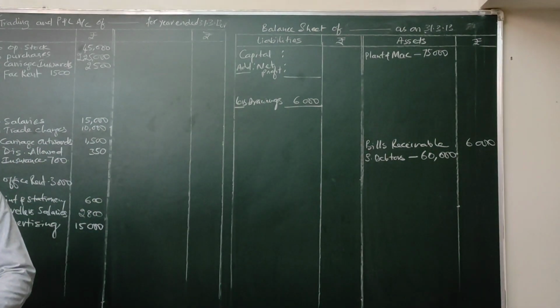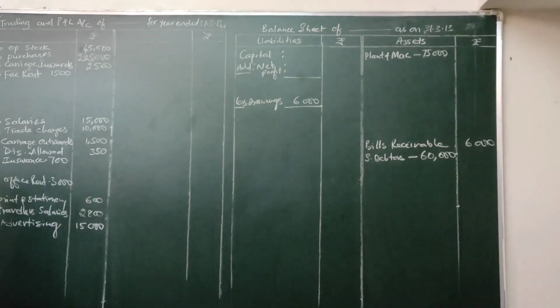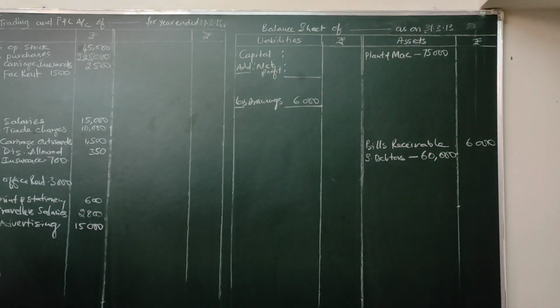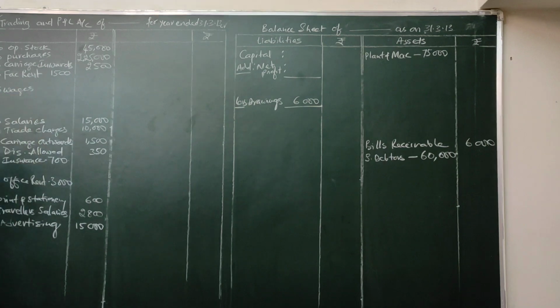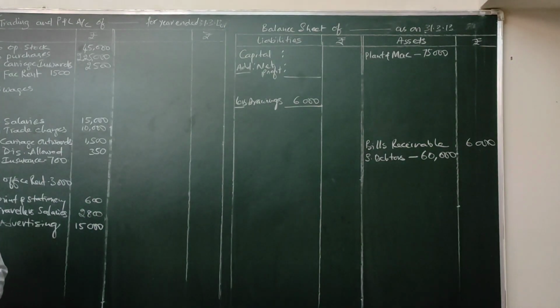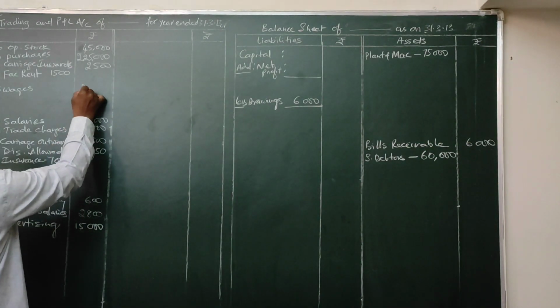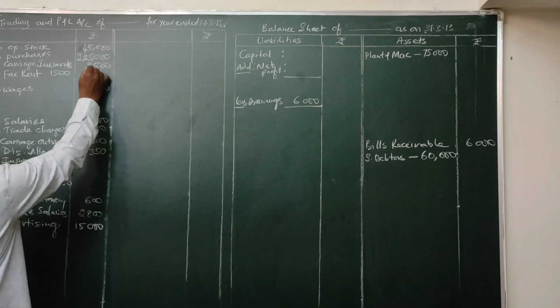Then again we are having wages. Wages are direct expenses. So wages we should take up in the trading account, debit side. To wages, I am writing it here. It is a direct expenditure. Wages 20,000, so in the outer column I have taken 20,000.